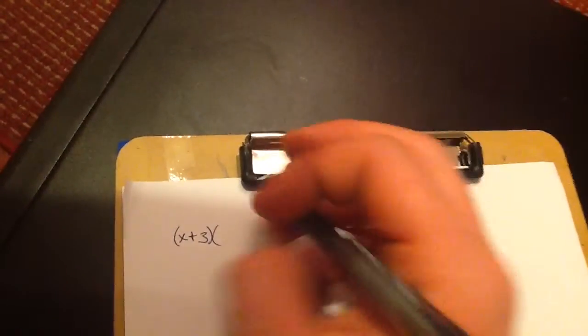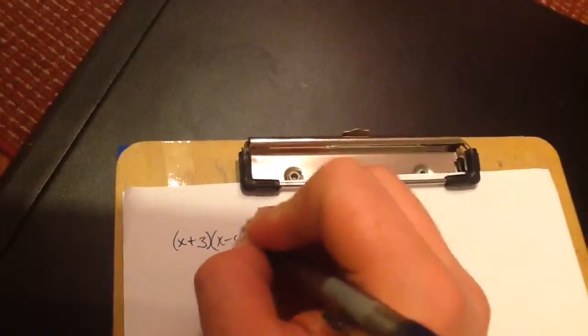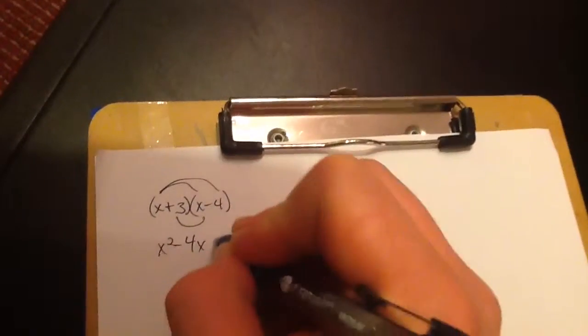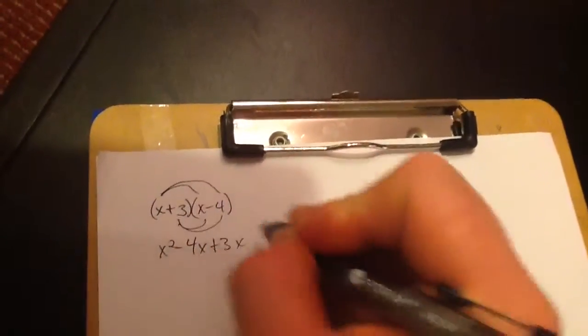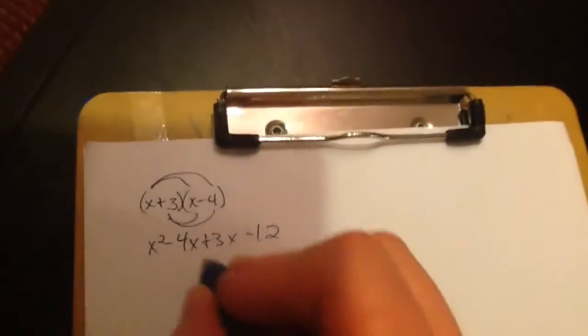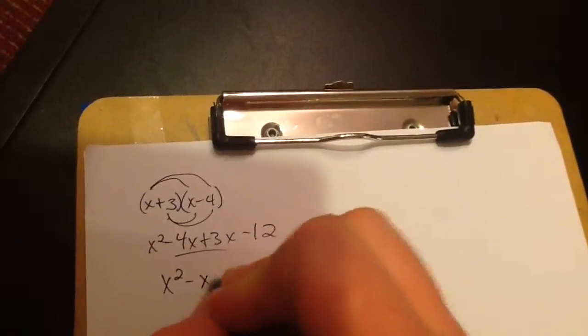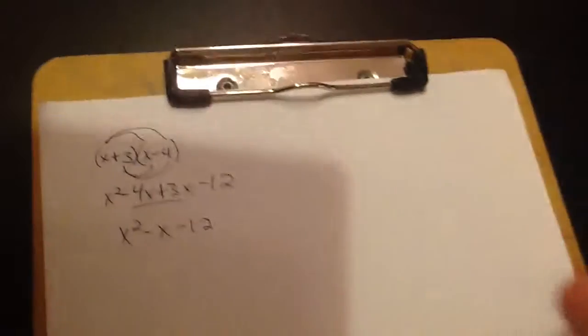If you remember the last worksheet we had a long time ago before NWEA, we were taking two terms and multiplying them together here, right? Doing this where you'd have x squared and then x times negative 4 would be negative 4x and plus 3x, and then you just combine those and you get x squared minus 1x or minus x minus 12, just like that.